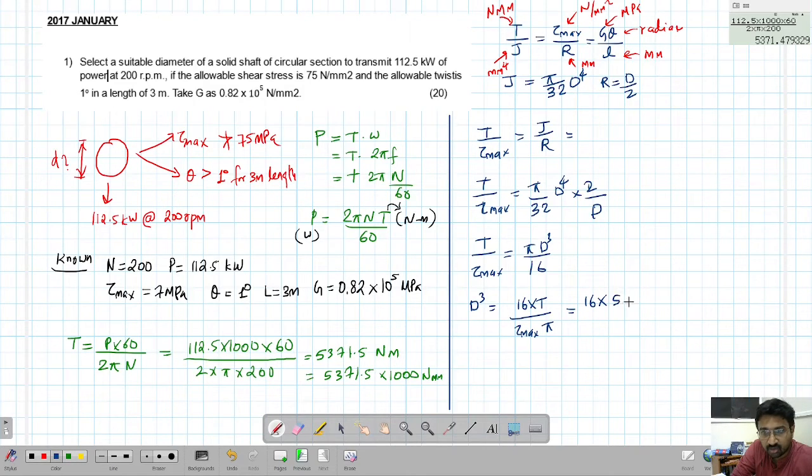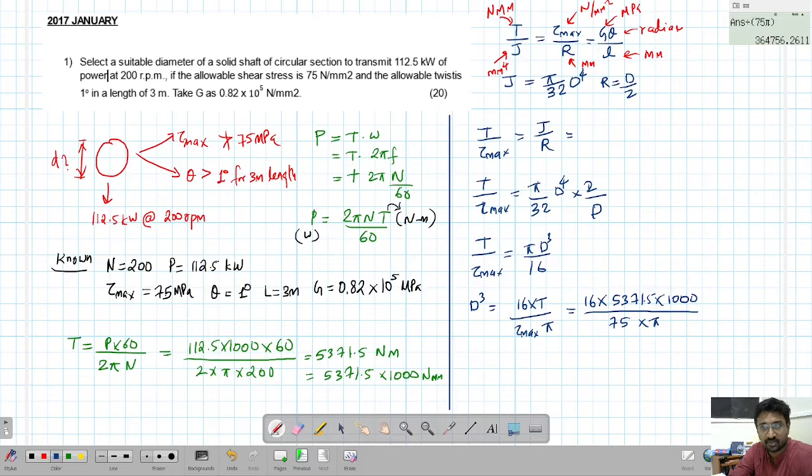Right, 16 into 5371.5 times 1000, divided by tau max, which is given as 75 MPa, times pi. Now we'll calculate this. This times 1000 is our torsion in Newton millimeter, times 16, divided by 75 pi.